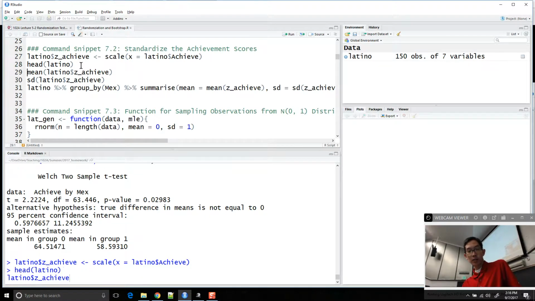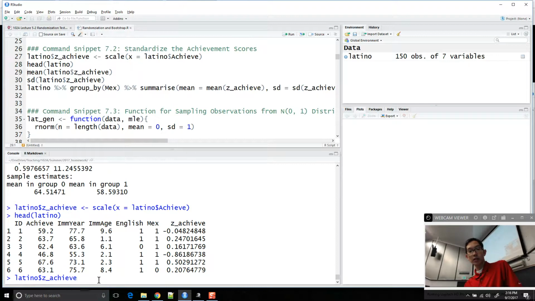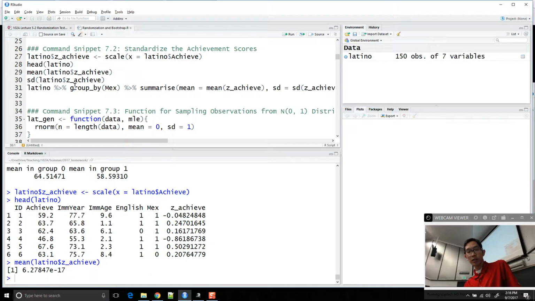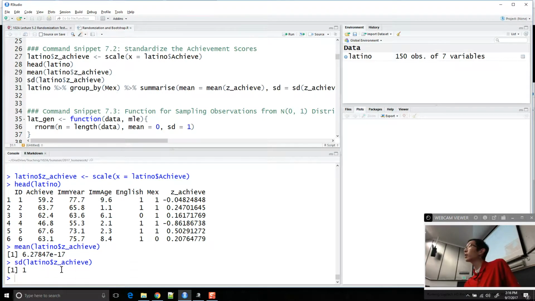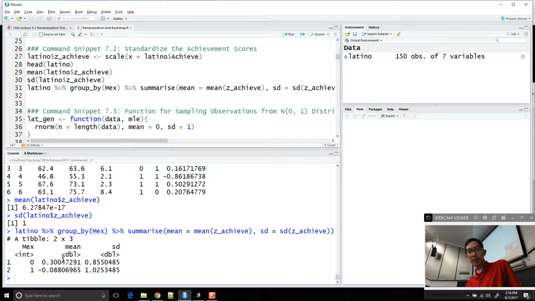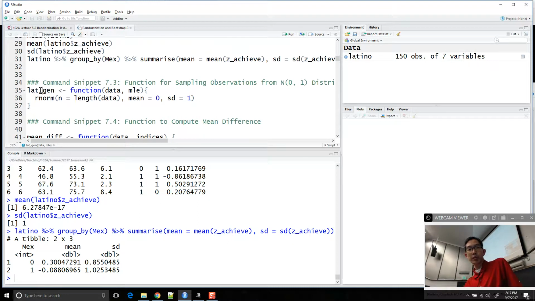So we can see how this affects it. It takes all of these achievement values and turns them into z-scores, and we can see that the mean is 0 and the standard deviation is 1 after we scale everything. When we do this, we get a mean of 0.3 for those not from Mexico, and a mean of negative 0.08 for those from Mexico, and these are their standard deviations.